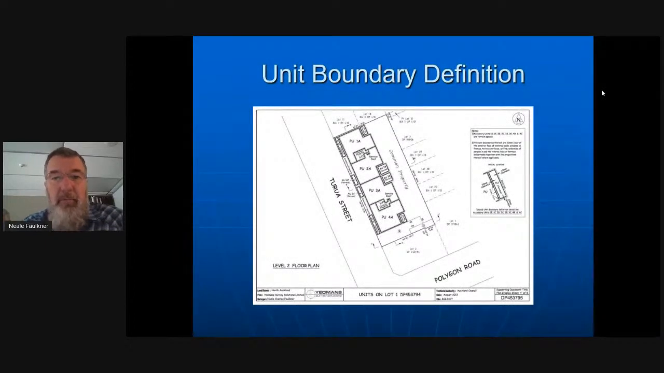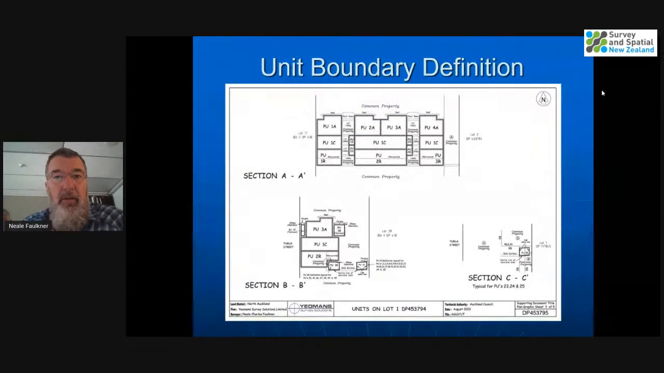Another example where we've tried to put the whole of the exterior fabric of the building in common property, so we've separated out the deck space and terraces from the units themselves as separate AUs with common property between them. Cross sections clearly show that the roofs are part of common property, and the lifts and all of that sort of stuff.